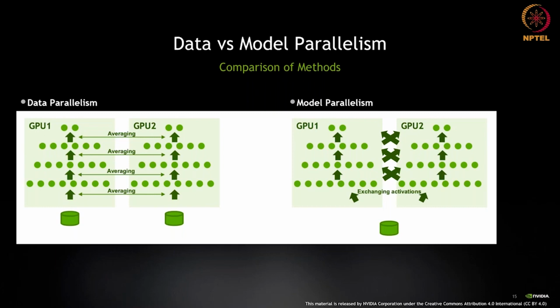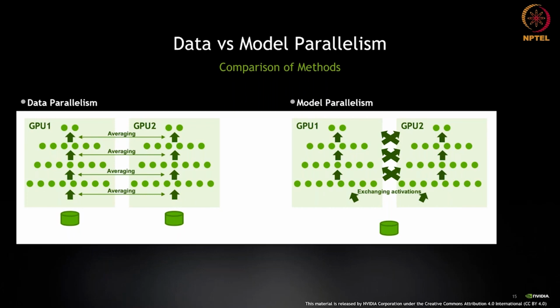So this is kind of the summarization of the communication part of it, which is the comparison of the methods. As you can see here, on the left hand side you have GPU 1 and 2, and you're using data parallelism. You are passing in different data, but the same set of layers exist in both the GPUs. At every level, what you're trying to do is average the gradient. So you are communicating the gradients across and then finally averaging them.